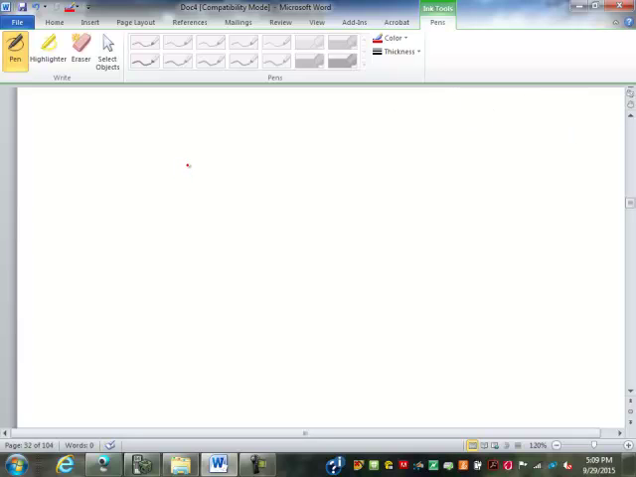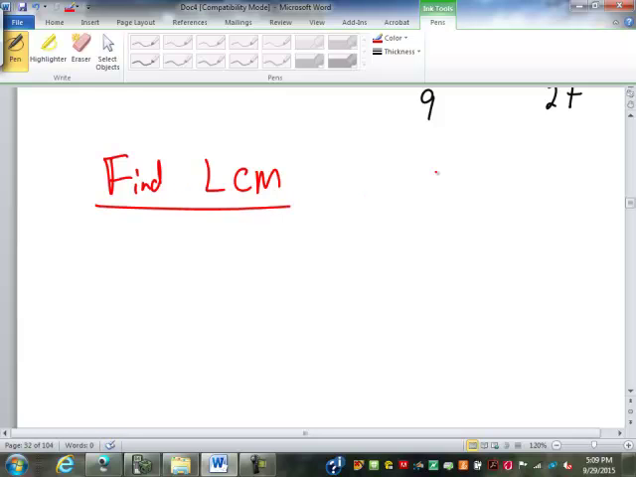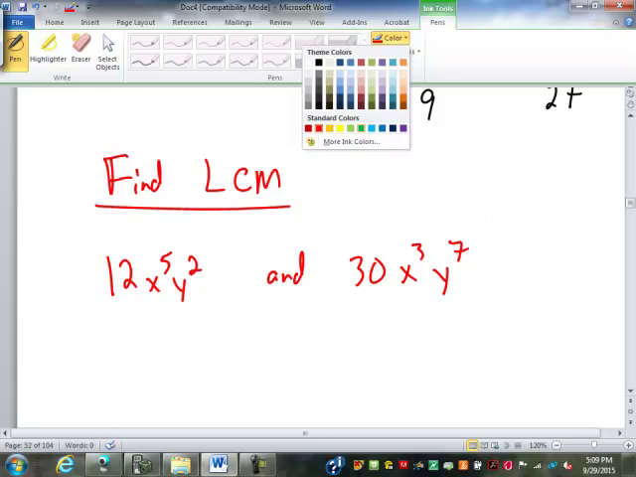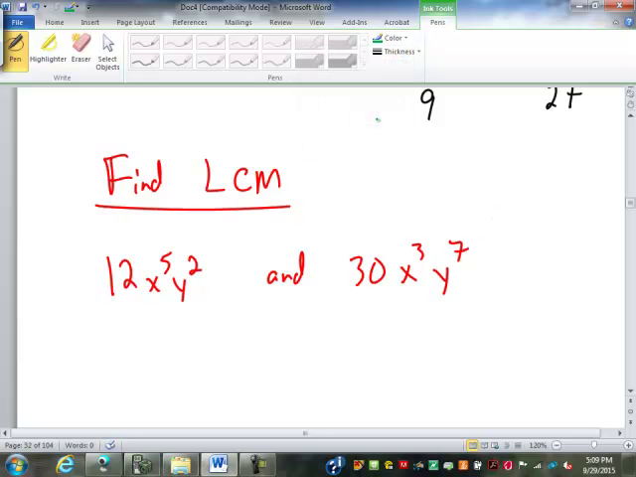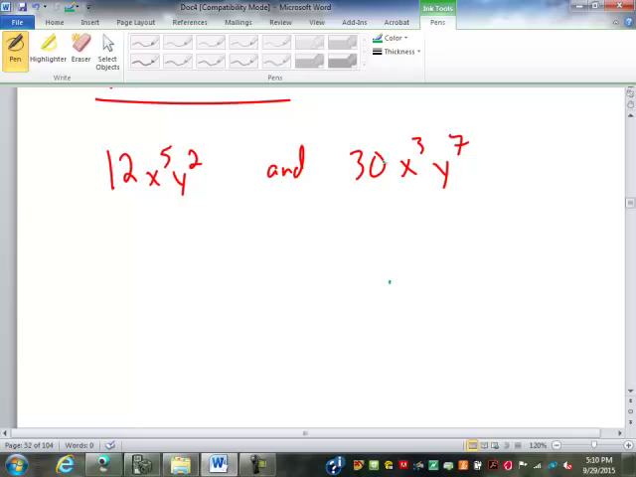You will need to be able to find the least common multiple, which is like the least common denominator for the fractions. So I might give you something like 12x to the 5th y squared and 30x to the 3rd y to the 7th. Realistically, we can ignore the variables if we really want to. Those we can just tack on at the end.